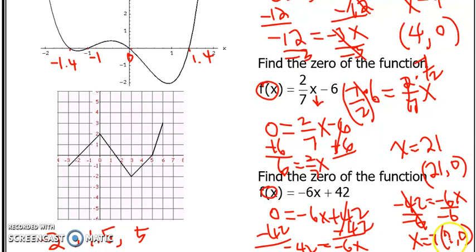And this makes sense because if I plug in 7 for x, negative 6 times 7 is negative 42. Negative 42 plus 42 is 0. So when I plug in the x value, I get 0. Same thing for this question and the previous question. So you can check by plugging in the x value and see if you get 0 as an answer. And that's the zero of a function.